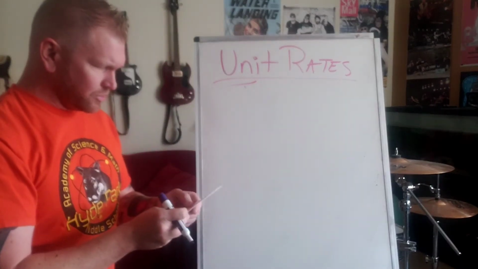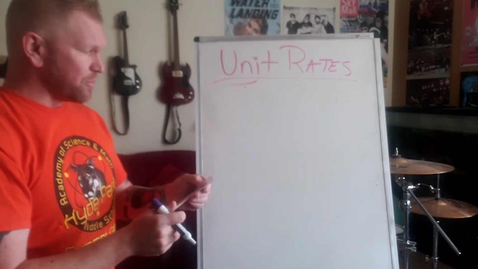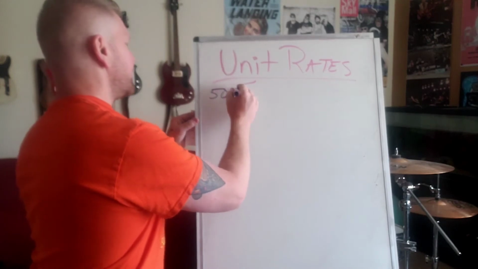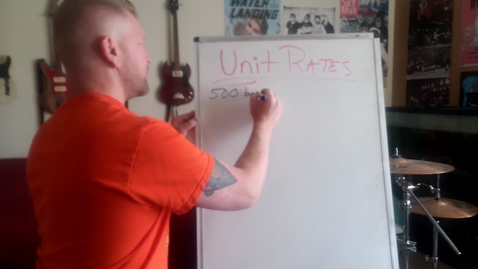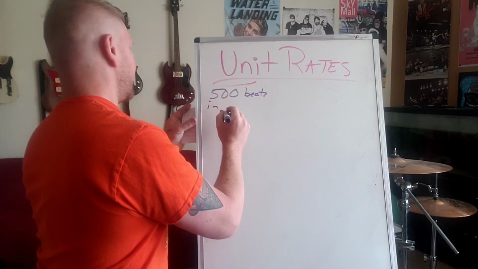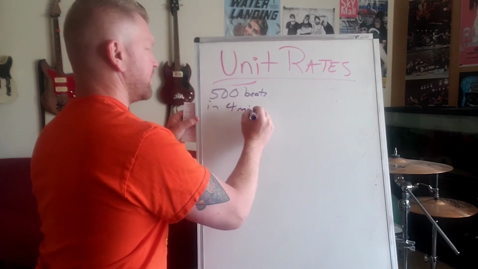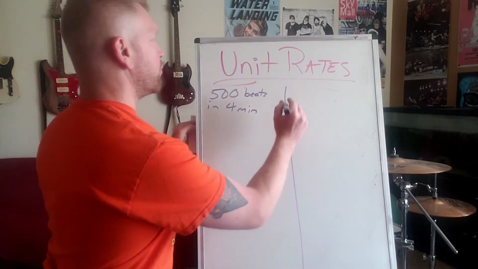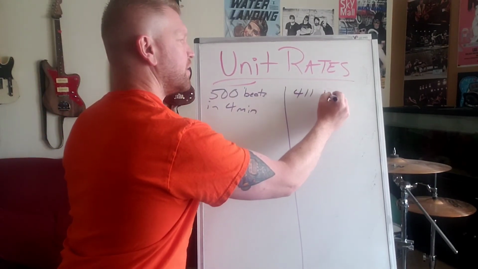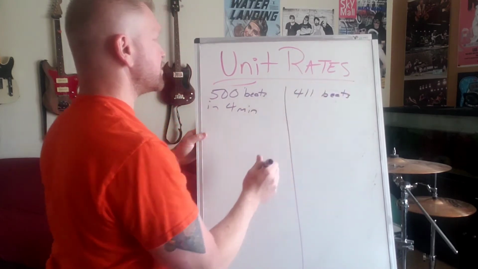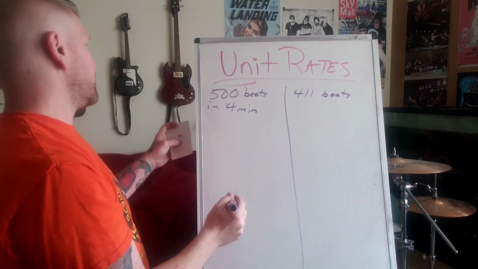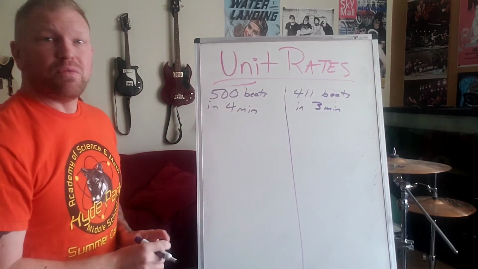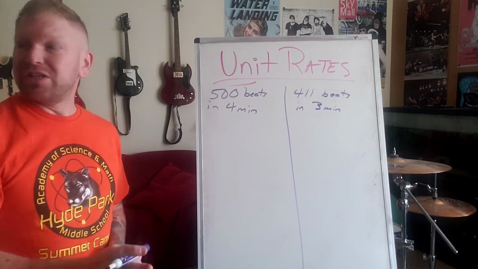Next example, let's see here. Speaking of per minute, there are two songs. One song has a tempo of 500 beats in a 4-minute song. Another song has 411 beats. So it's got fewer beats, but it's also a shorter song. This one is 3 minutes. What we want to do is find the song that has more beats per minute.